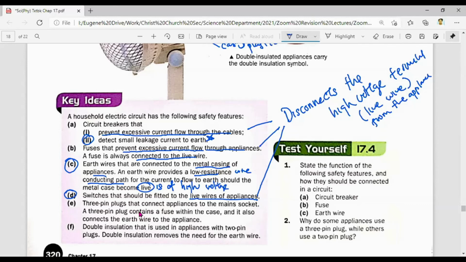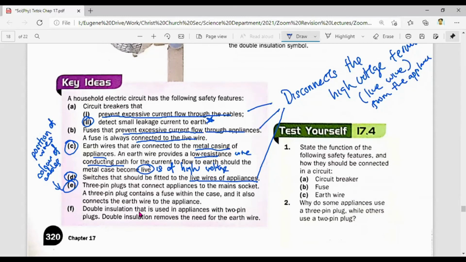So you realize the words that you use are quite interchangeable. Sometimes when you don't understand what they mean, you get confused easily, because sometimes they put live, they say it's 240 volts. Do take note, it's the same thing. Next one, 3-pin plugs, we went through it. Key idea here, you need to know the color of each cable, and the positions of the wires. So that's the key idea here.